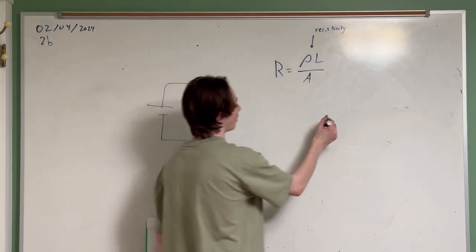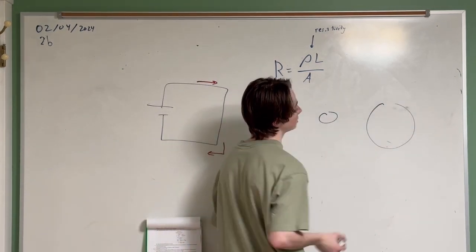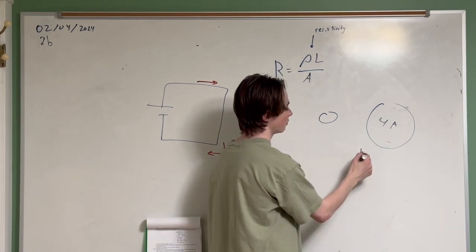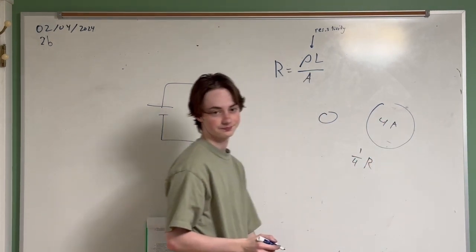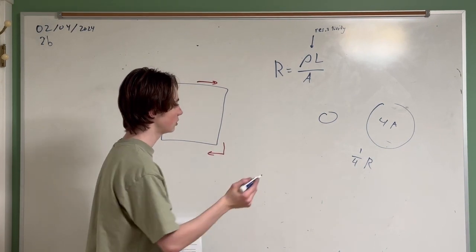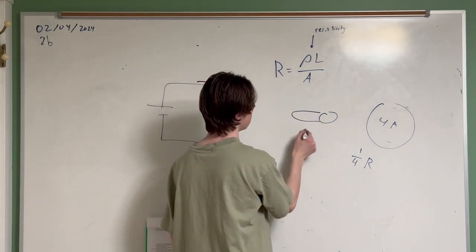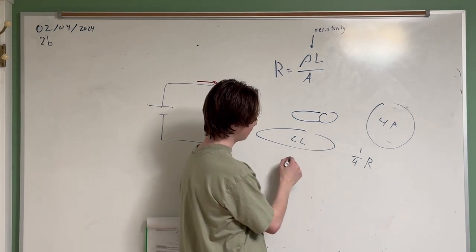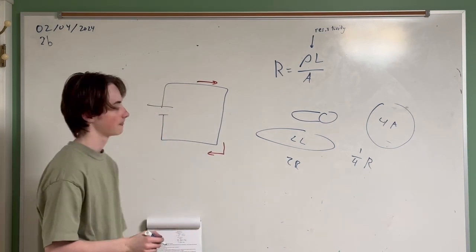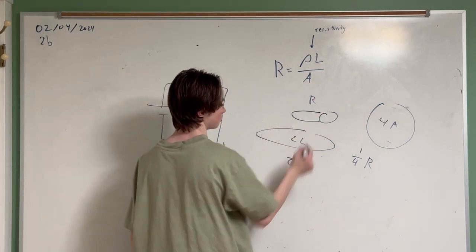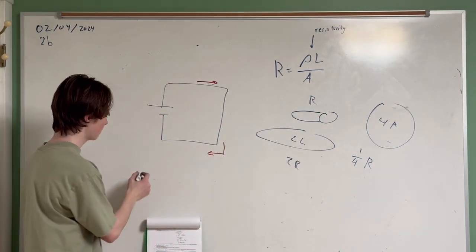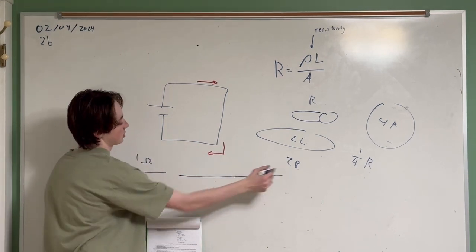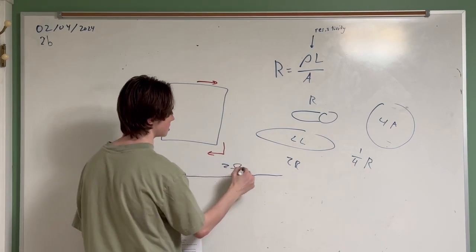So if we take a wire and we double its size, it will have 4 times the area, and then it will have 1/4 the resistance. If we double the length of the wire, then we'll have twice the resistance as this one. So if we have some wire that has 1 ohm of resistance, and we double the length, now we have 2 ohms of resistance.